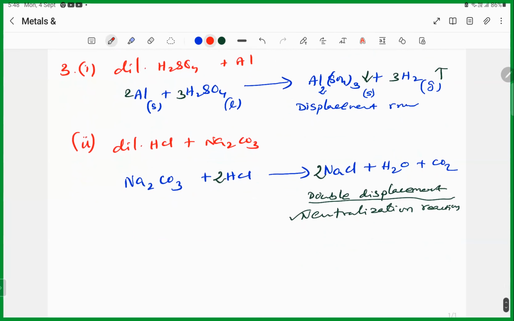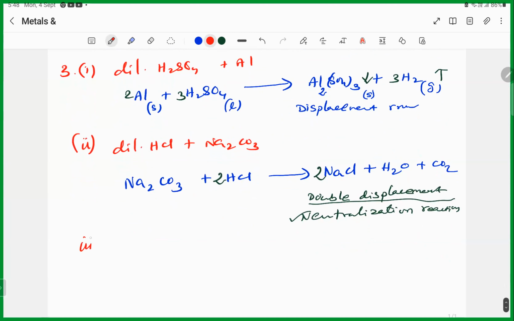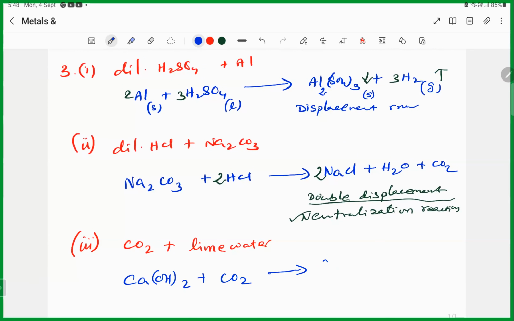Third, carbon dioxide passed through lime water. What is the formula for lime water? Calcium hydroxide. Very good. Calcium hydroxide, Ca(OH)2 plus CO2 gives CaCO3 plus H2O. இது என்ன reaction? So double displacement. Good.